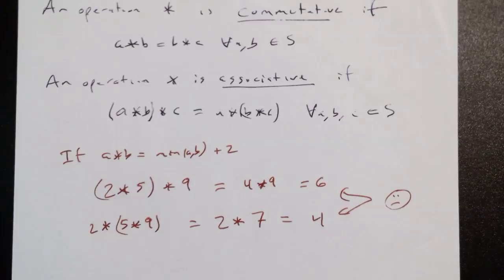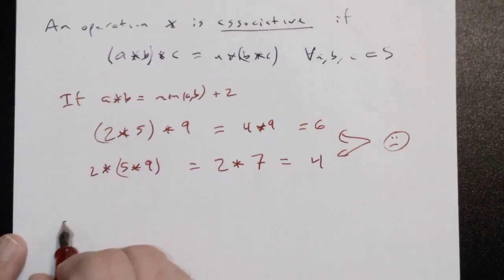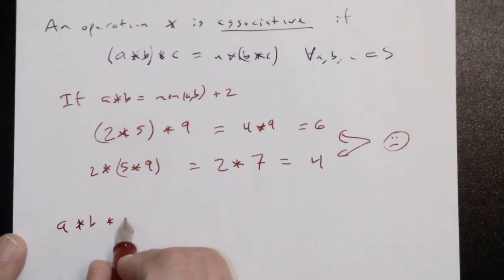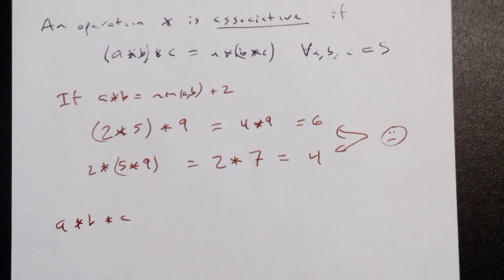This, by the way, actually means that when I write an expression like this, in a non-associative operation, that doesn't make sense. I need to know where the parentheses are unless I know it's associative.